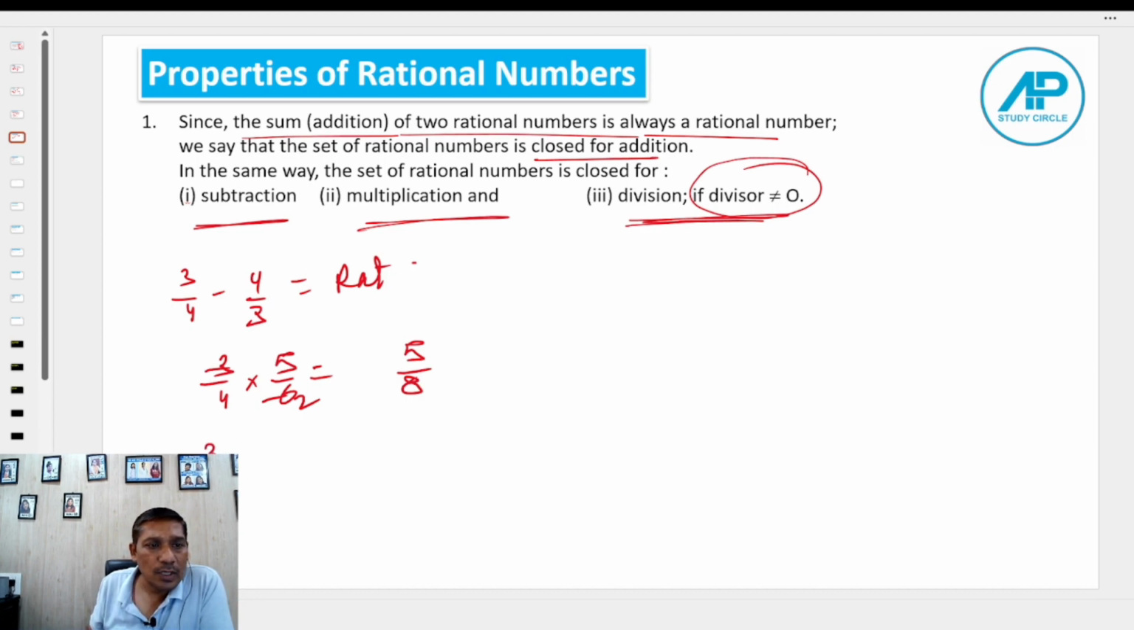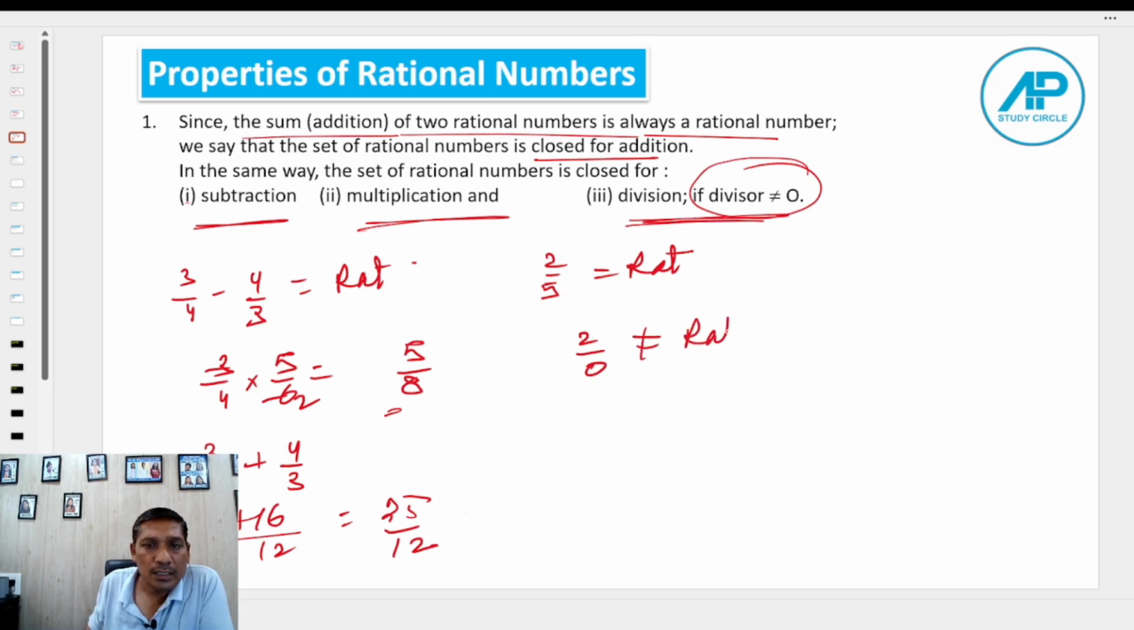You add two rational numbers. You got 9 plus 16, that gives you 25 by 12, again a rational number. You multiply two numbers, I multiplied it here. You divide two numbers, I divide 2 upon 5. It is very well a rational number. 2 upon 0 is not a rational number, because the denominator has become 0. We cannot have a rational number where the denominator is 0. We need to have a non-zero denominator only.